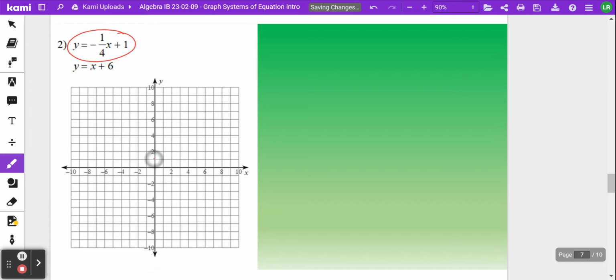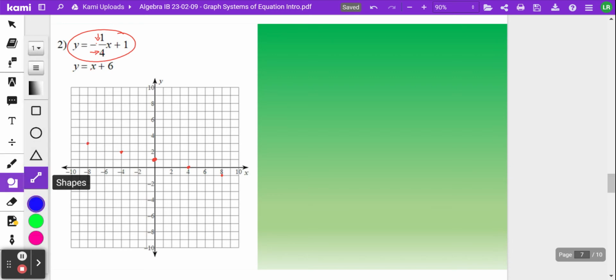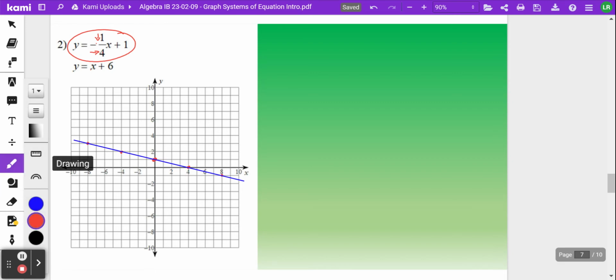Y-intercept is 1, so up 1. My slope is negative, so down 1, right 4 from this spot. And up 1, left 4. Follow that pattern. Make extra points. Okay, it's imperative that you are doing that. Now, which of those red data points should end up being my answer?